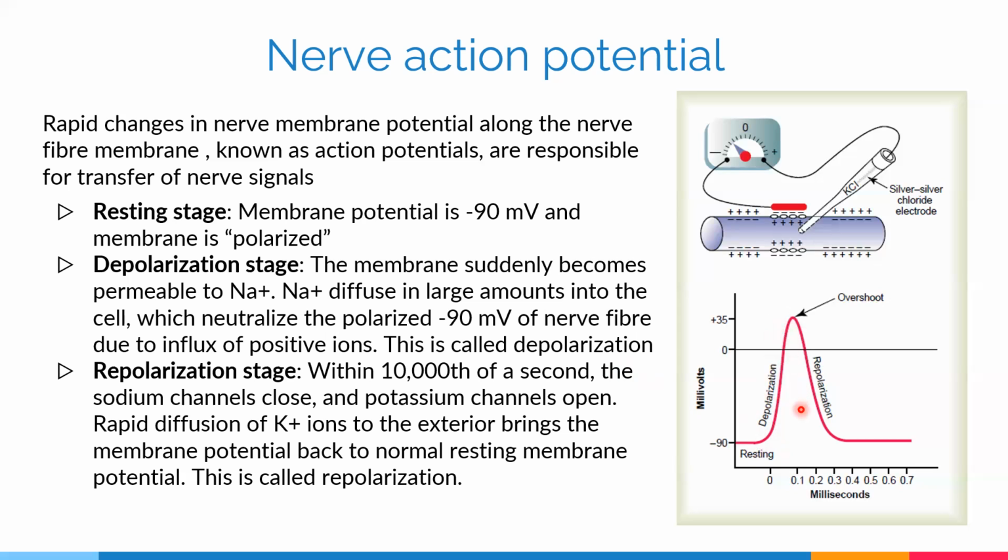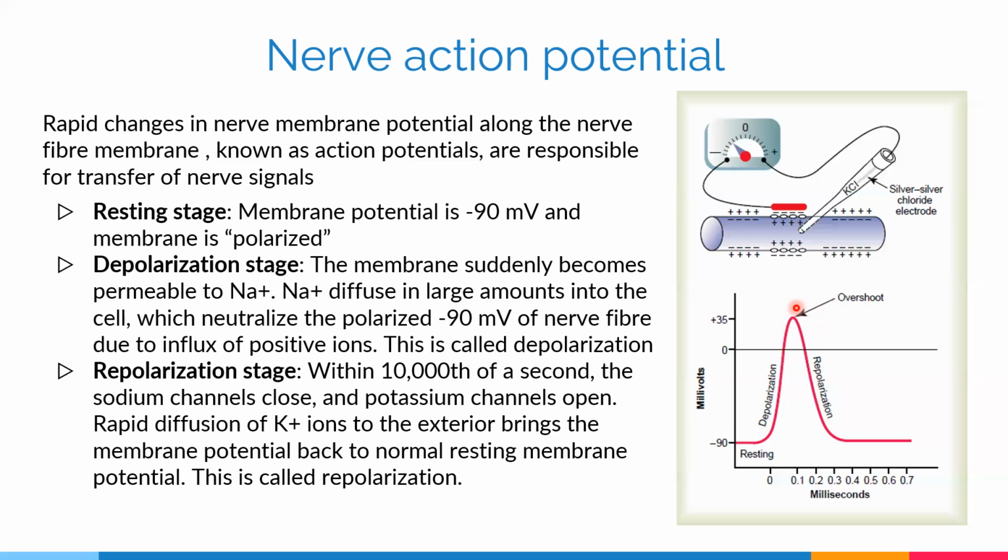Finally, we have the repolarization stage. At a particular point, the sodium influx increases the membrane potential to around +35 millivolts, which is given as the overshoot. Once at this point, within 10,000ths of a second, the sodium channels start closing. So sodium channels start closing, which means the influx of sodium ions has stopped.